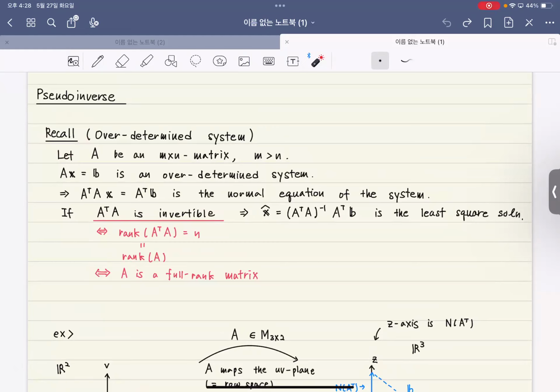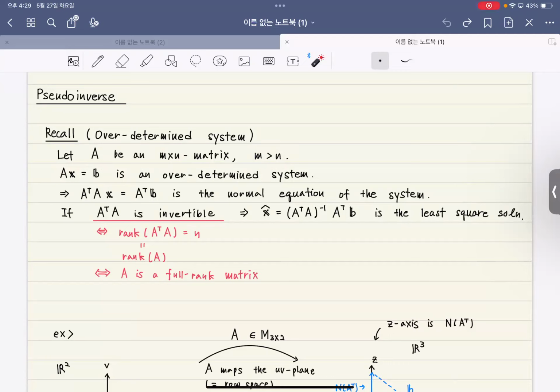I will first begin from the overdetermined system. Do you remember the overdetermined system? It is a system of linear equations whose number of equations is greater than the number of unknowns. That means most likely you cannot find any solution for it, right? In this context, A is an m by n matrix and m is greater than n, then Ax = b is an overdetermined system.